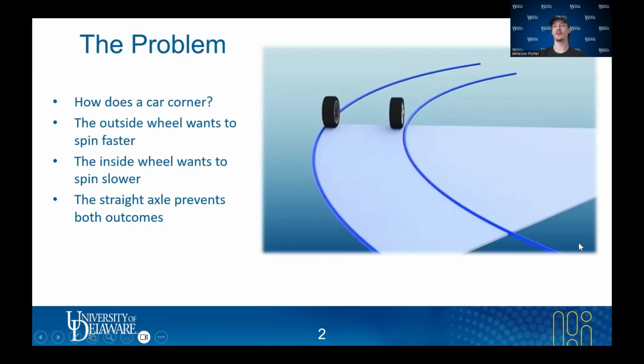So the problem: how does a car corner? When a car corners, the outside wheel wants to spin faster and the inside wheel wants to spin slower. If you have a straight axle between both wheels, that means there's no differential. The wheels and the axle will act as a rigid body and all will have the exact same angular velocity. Because of this, the outside wheel and inside wheel are not spinning where they want to be and they will start to slip.